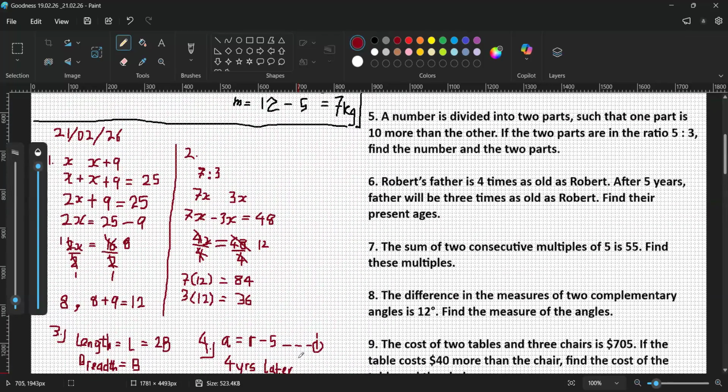All right. So let's go to number 5. Number 5 says a number is divided into two parts, such that one part is 10 more than the other. Again, this one has ratio involved. If the two parts are in the ratio 5 is to 3, it now says find the number and the two parts. Okay, so how would you approach this one?